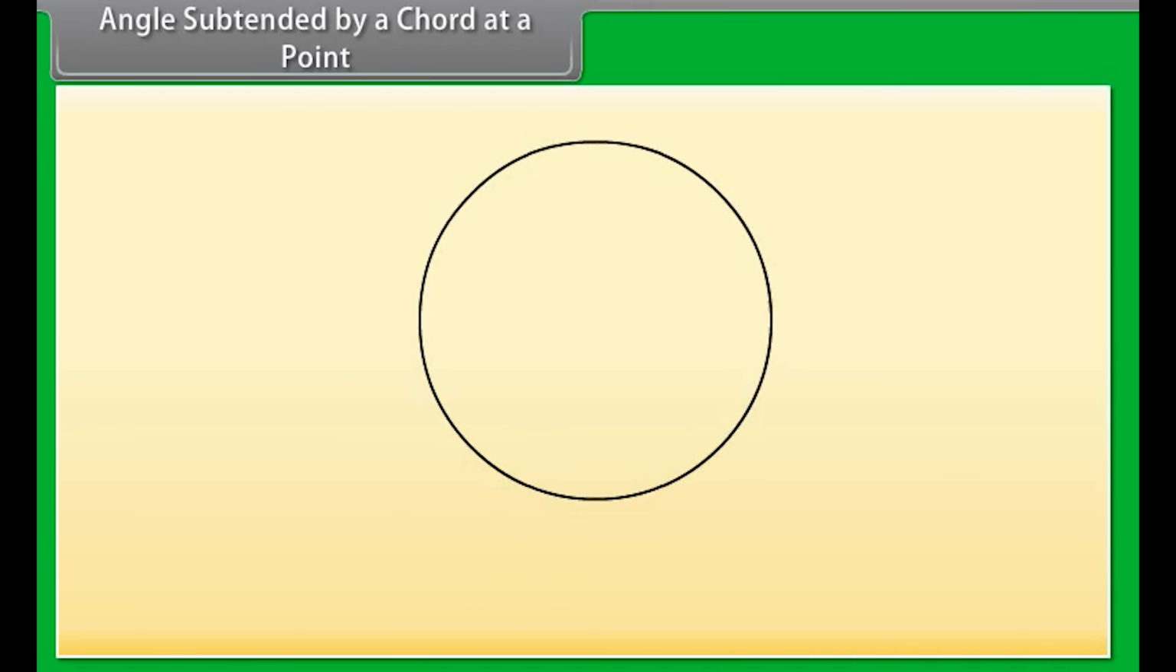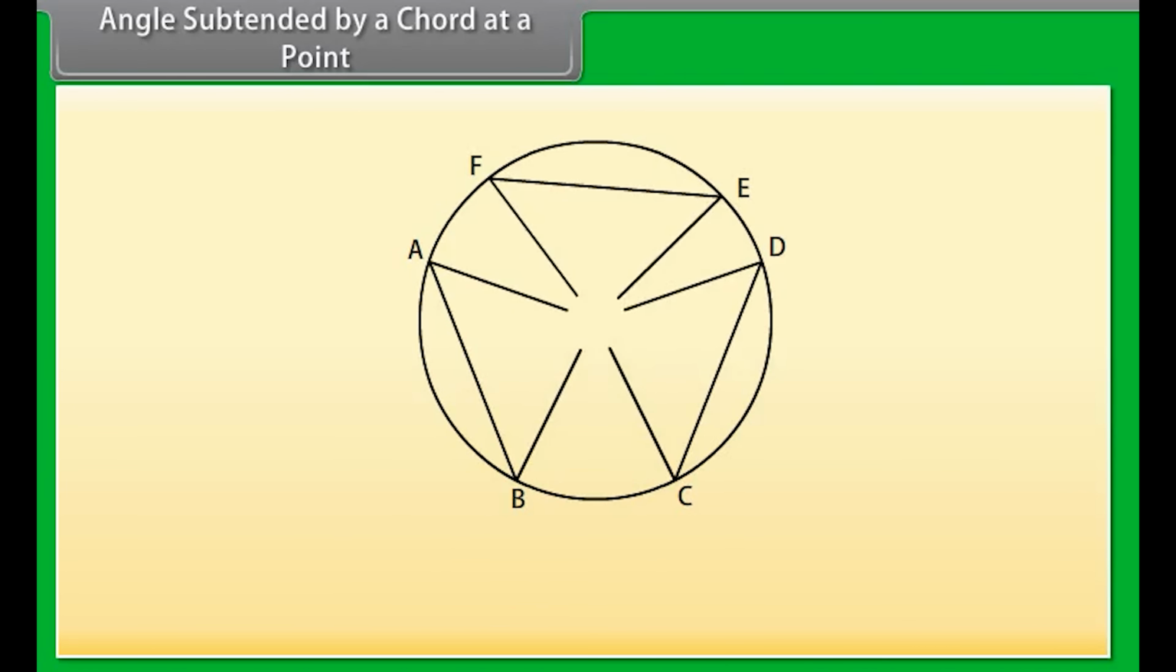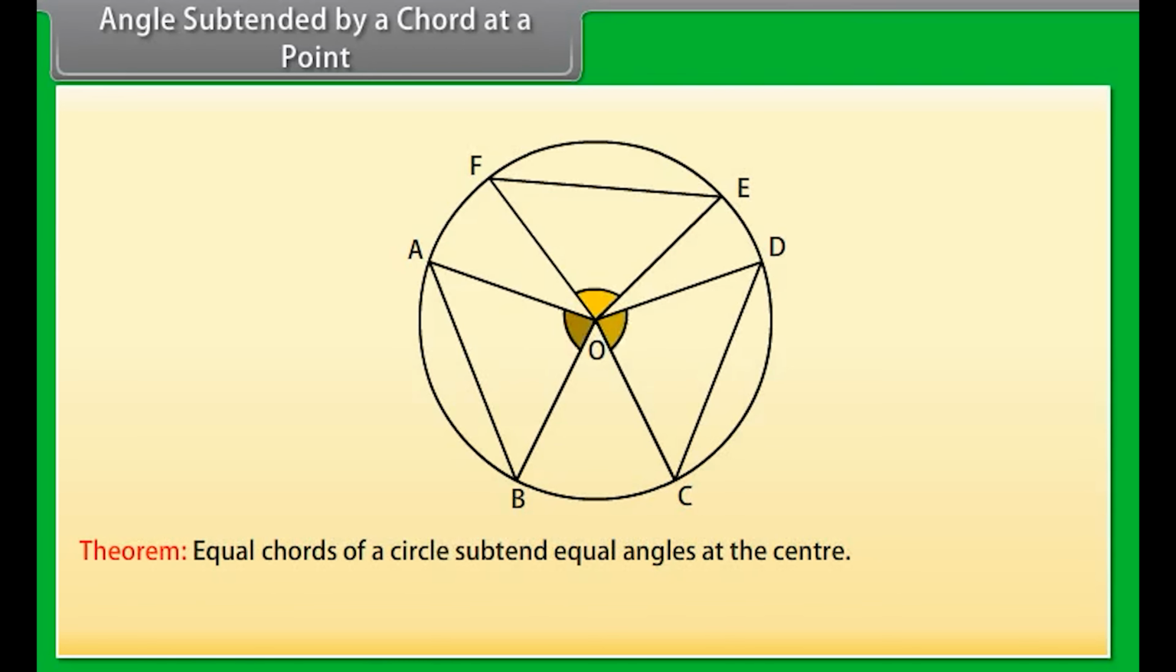If we draw 2 or more equal chords of a circle and measure the angles subtended by them at the center, then we will find that the angles subtended by them at the center are equal. This relation gives us the theorem which says that equal chords of a circle subtend equal angles at the center.